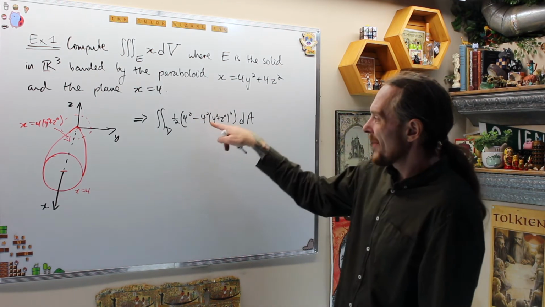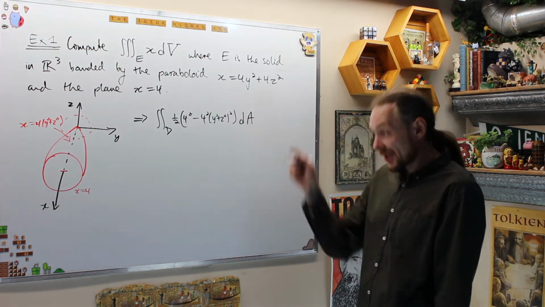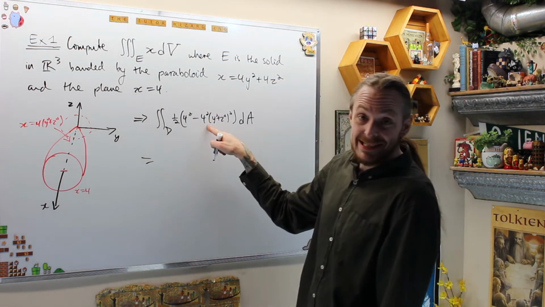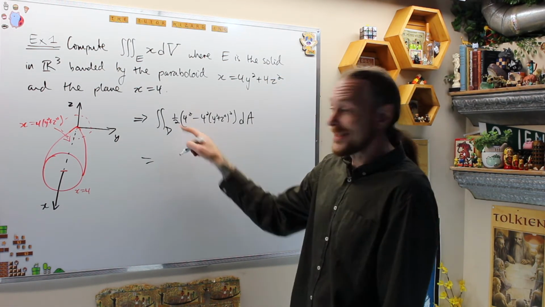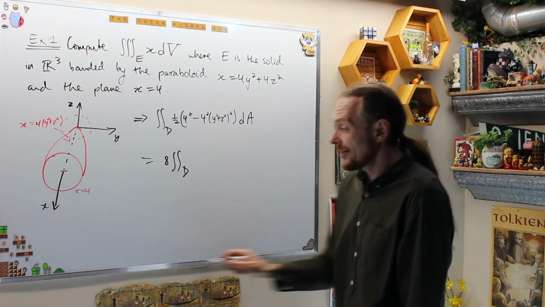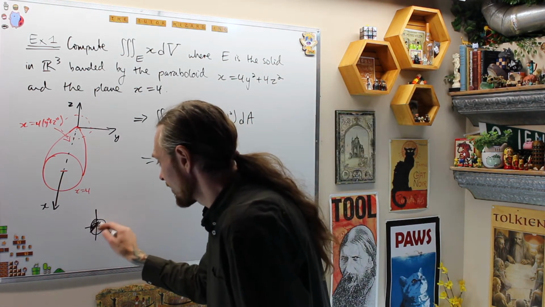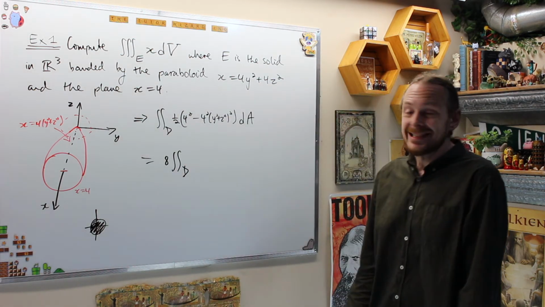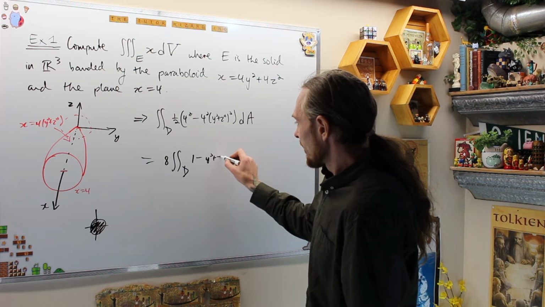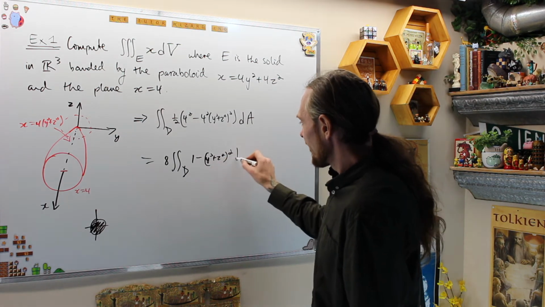I get 4 squared minus 4 squared times y squared plus z squared, which is going to give me, what am I going to get? I can pull the 16 out. 16 over 2 is 8. I'm going to get 8 times the double integral over the region D that we had. Remember, what's our region D? It's the unit circle or the unit disk. And that's going to give me 1 minus y squared plus z squared dA.